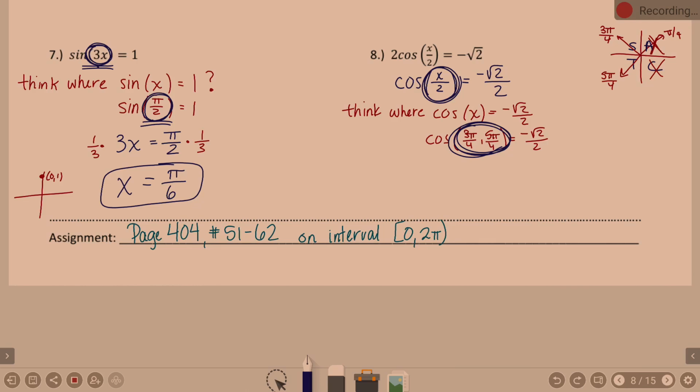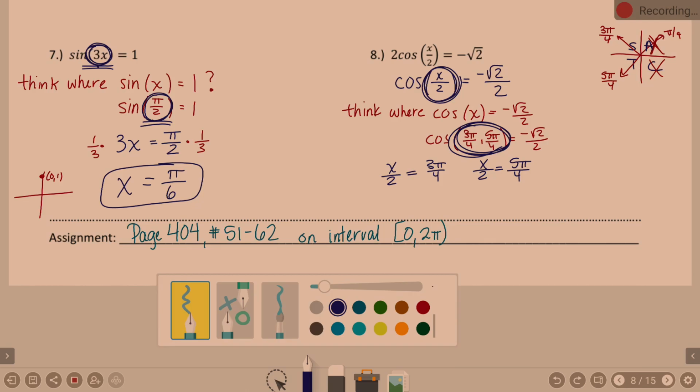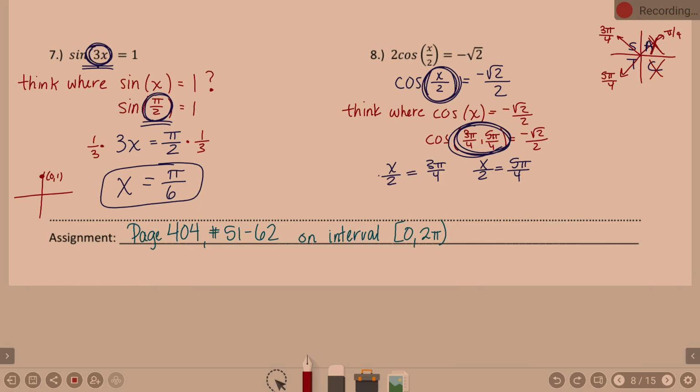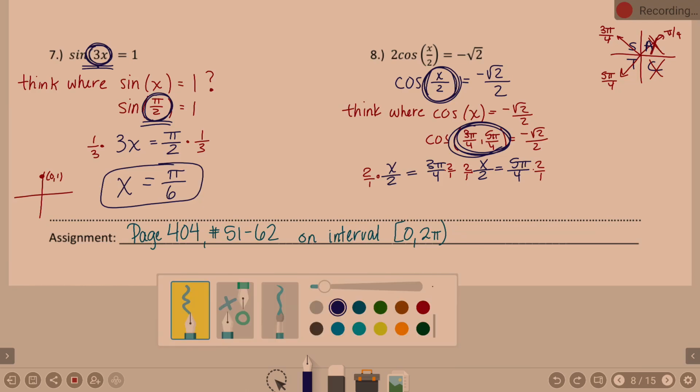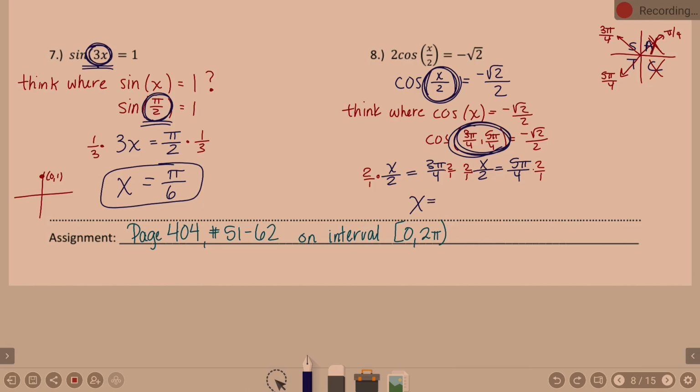So x over 2 equals what? 3 pi over 4, and x over 2 equals 5 pi over 4. Or set up as one equation, I don't care. How do we solve? Since it's x divided by 2, I'm going to multiply by 2. 2 can become 2 over 1, yes? What do we get?